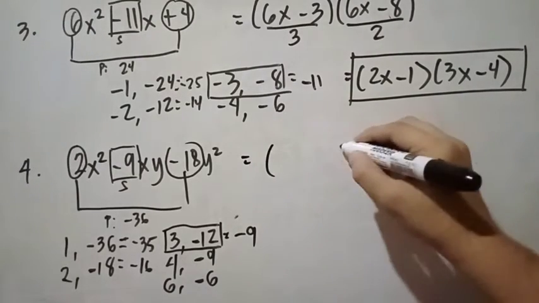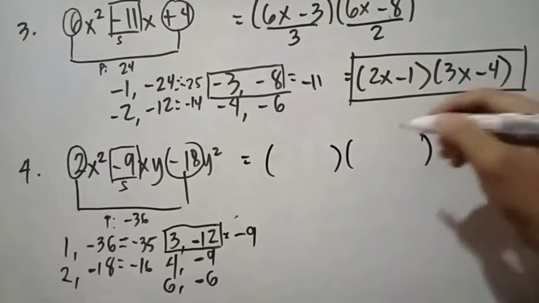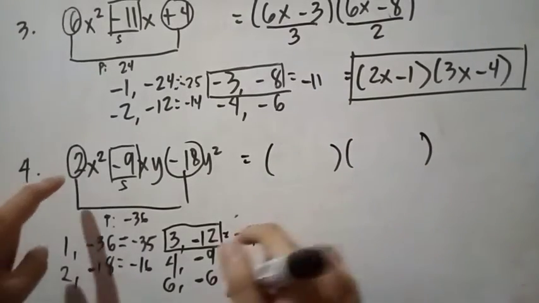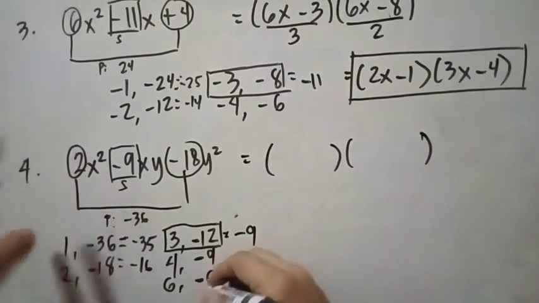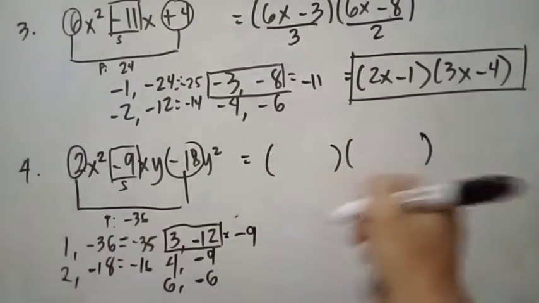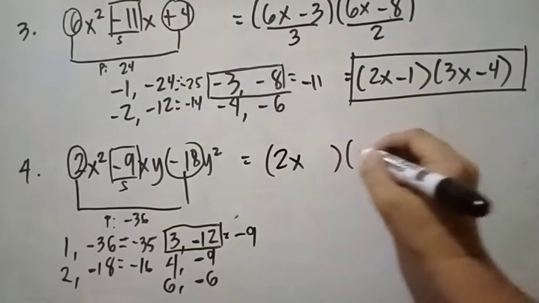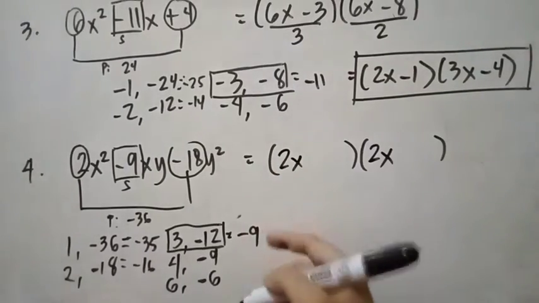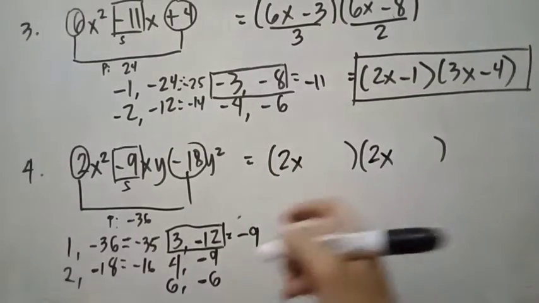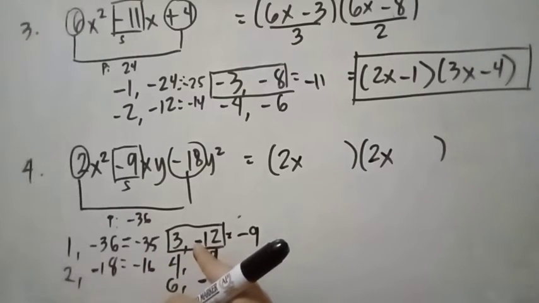Tapos, ganun ulit, binomial factors. Yung first term natin ay nakabase dito. Since 2 yung leading coefficient, yung first term natin ay 2x. Tapos, yung last term ng bawat binomial ay 3 tsaka negative 12.